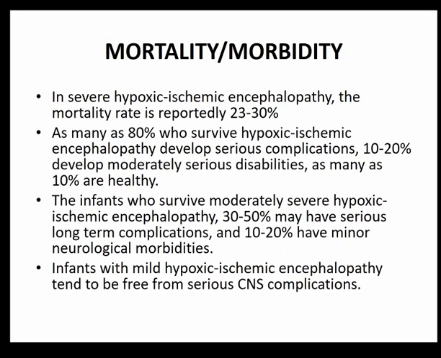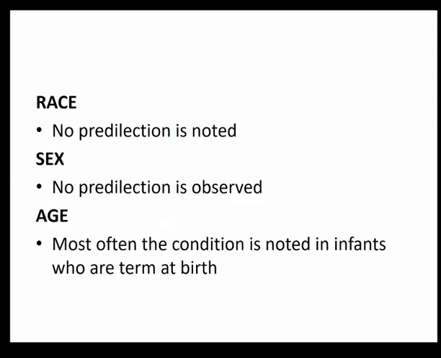In some studies, they are found to have a mortality rate around 23 to 30%. And out of the 80% who survive HIE, 10 to 20% have moderate to serious disabilities, like seizures and mental retardation. There is no predilection or predominance of any race. Sex has no predilection, male or female babies, no problem. Most often the condition affects infants who are at term at birth.